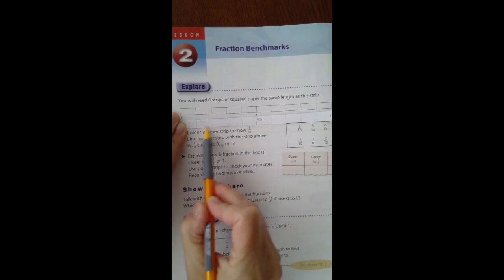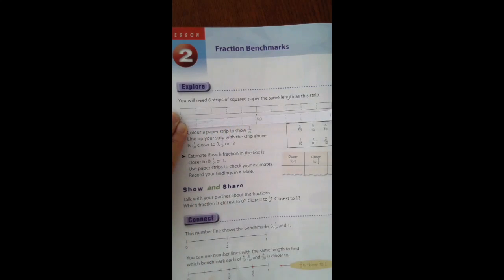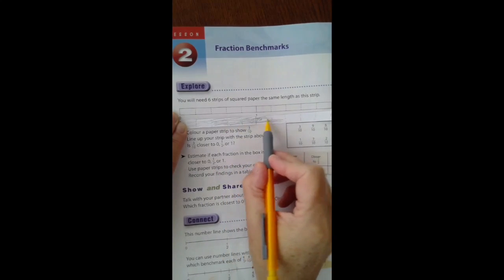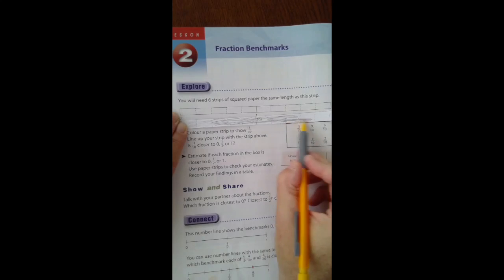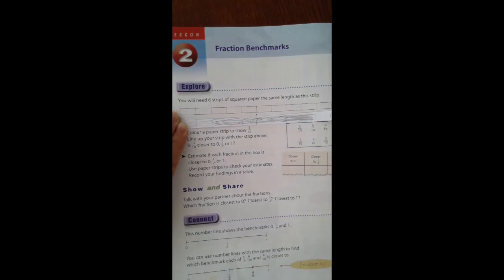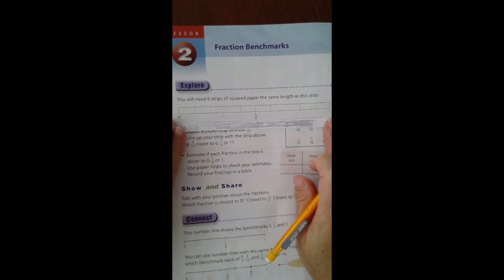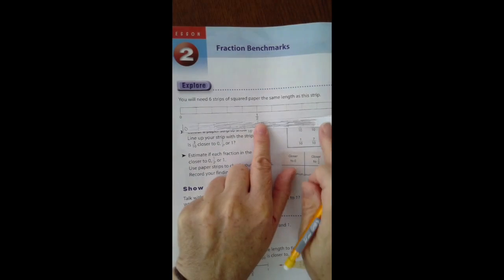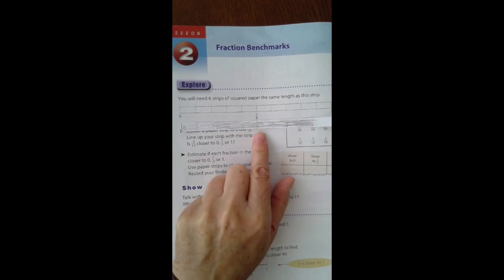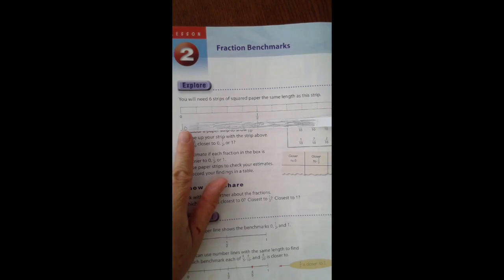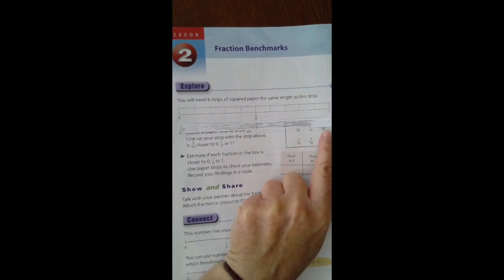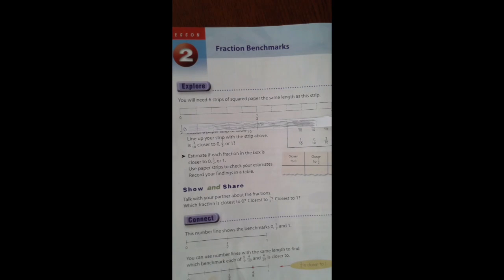So this is 1, 2, 3, 4, 5, 6, 7, 8, 9/10. And if I put it back up here, you can see, is it closer to 0, a half, or 1? You should be able to see that you're very close to 1, farther from a half, and way farther from 0, because 9/10 is actually almost a whole. One more tenth and it would be a whole.